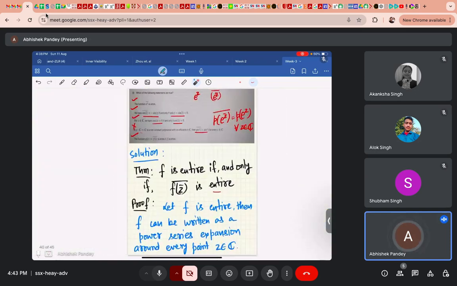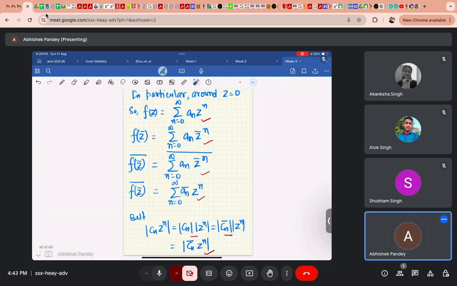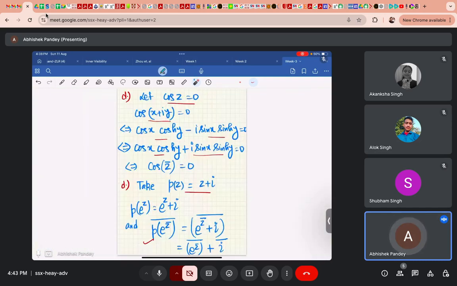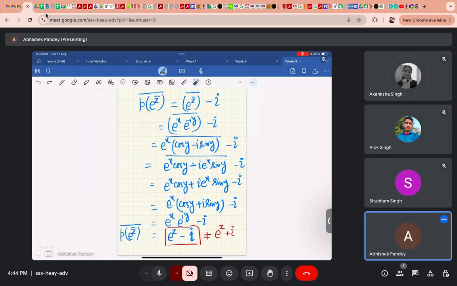So this thing is also not correct. Because the derivative of e to the power z is what? e to the power z minus i. The way we have taken this one. Is it clear? Yes.